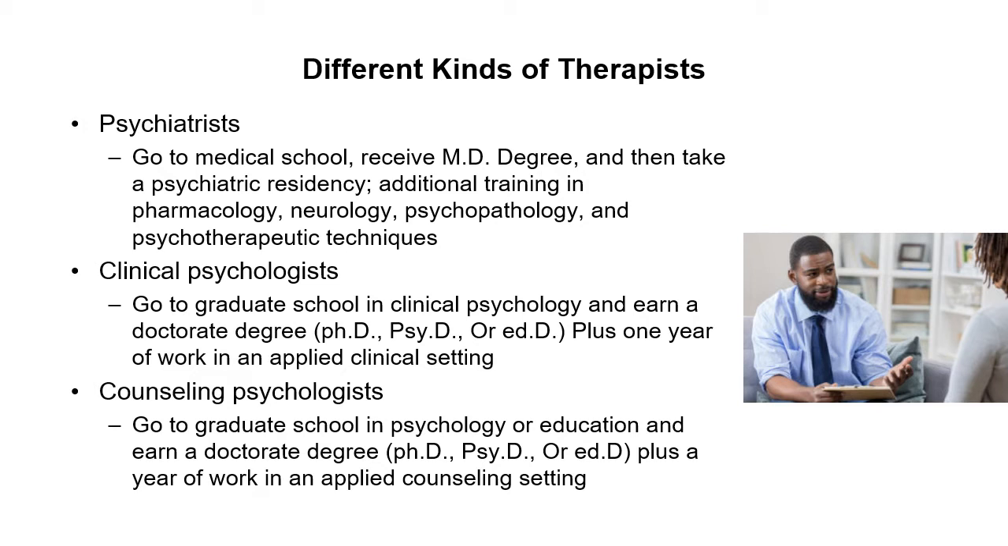Big difference between clinical and counseling psychologists is a counseling psychologist tends to focus on more of the minor issues, whereas a clinical psychologist tends to focus on more of the major issues. So counseling might counsel people in how to deal with relationship problems or how to deal with identity problems, stuff like that. Clinical might deal with major depression, schizophrenia, those types of things.